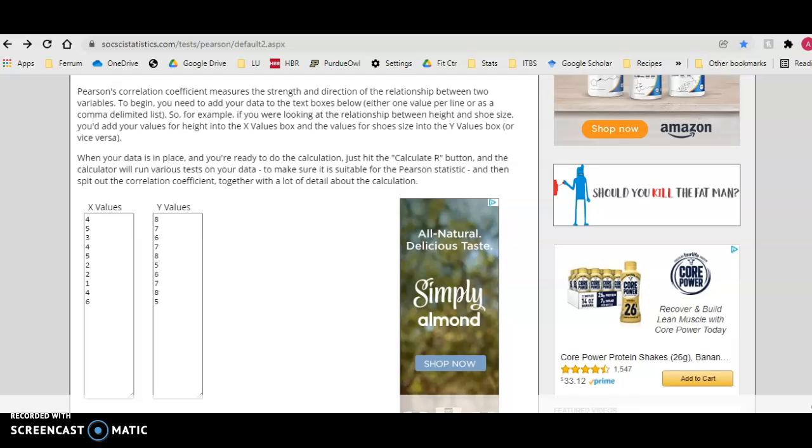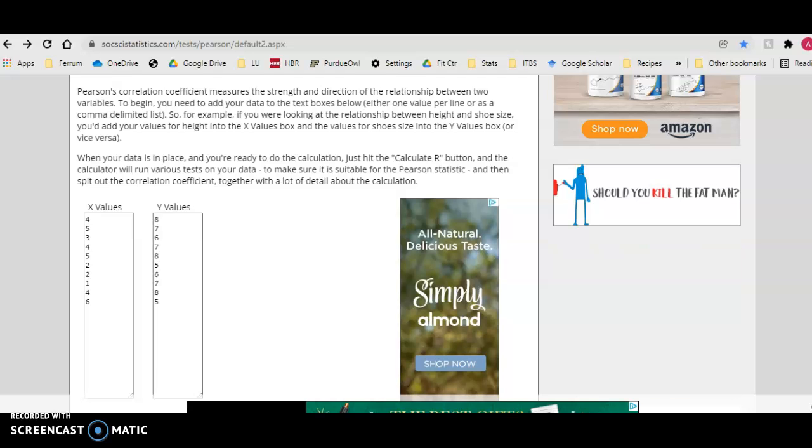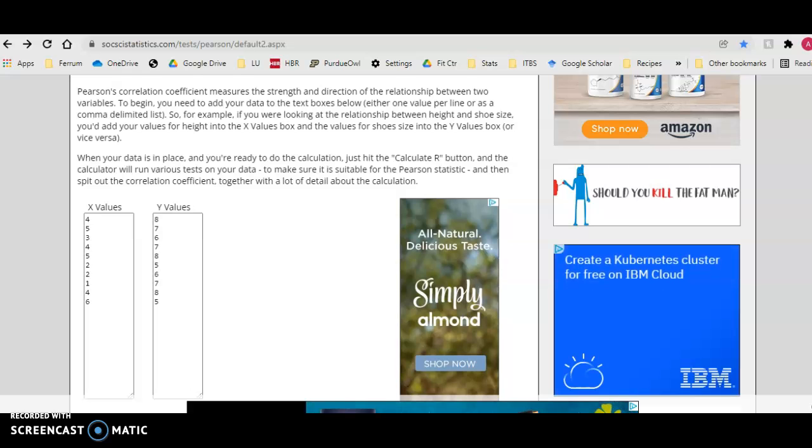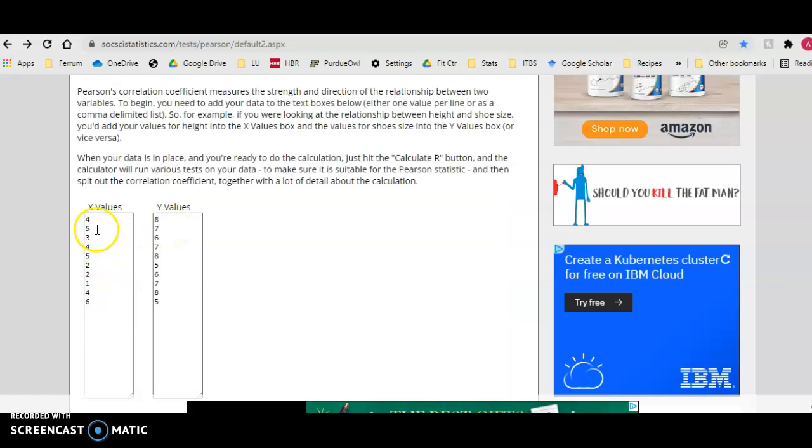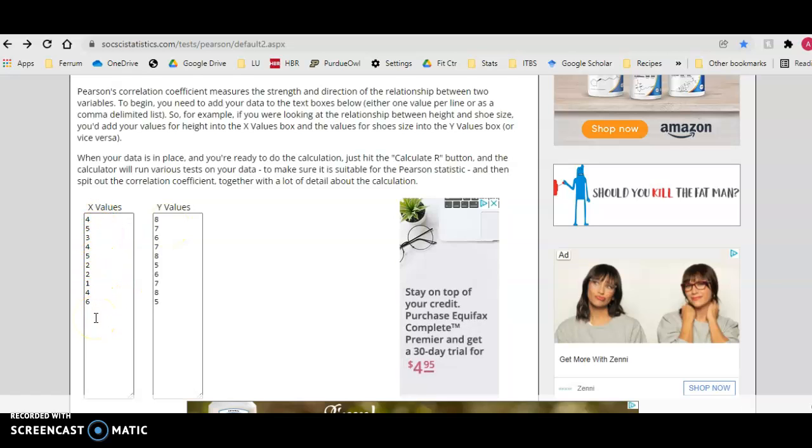For your project, you are going to calculate a Pearson's correlation coefficient. It is a number that tells us whether data on two different variables are related. So my two different variables, my x values are cups of coffee consumed, and my y values are number of hours slept per night. So for individual number one, they drank 4 cups of coffee a day and they sleep 8 hours per night. Individual number two, 5 cups of coffee a day, they sleep 7 hours per night, and so on and so forth. I have 10 data sets here.